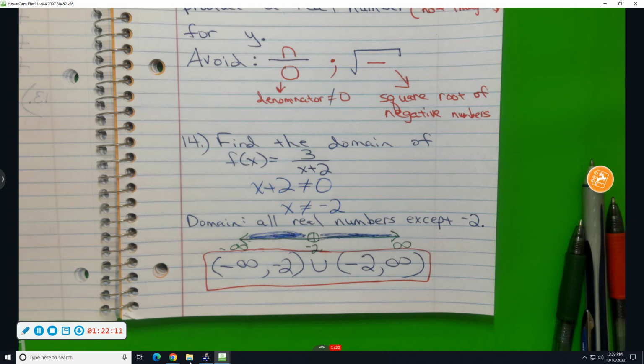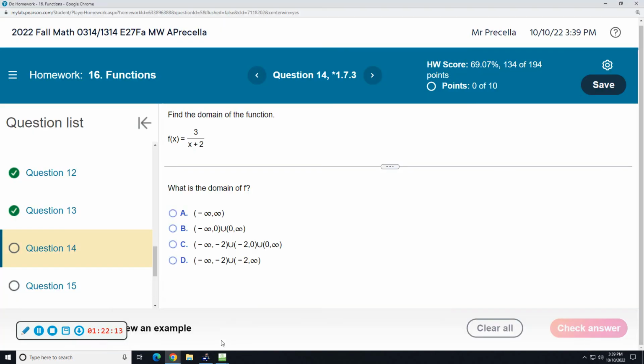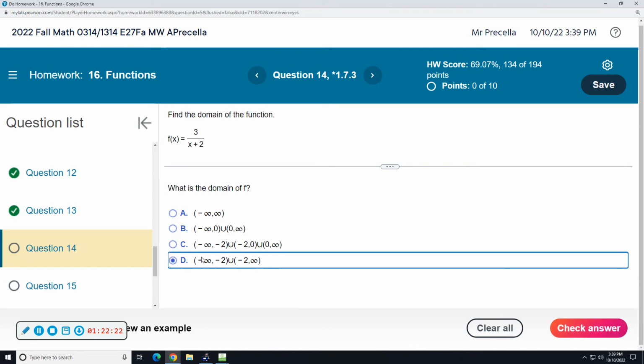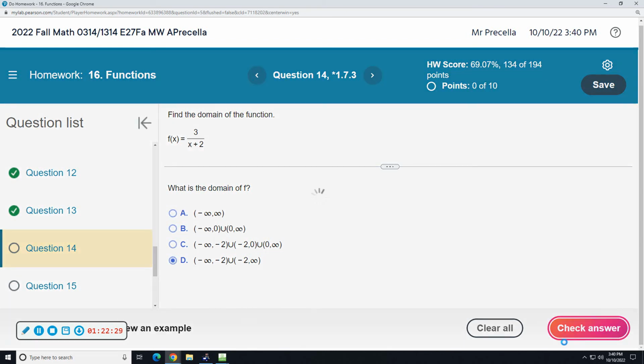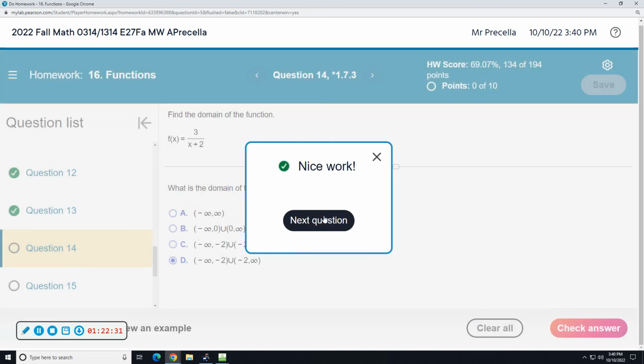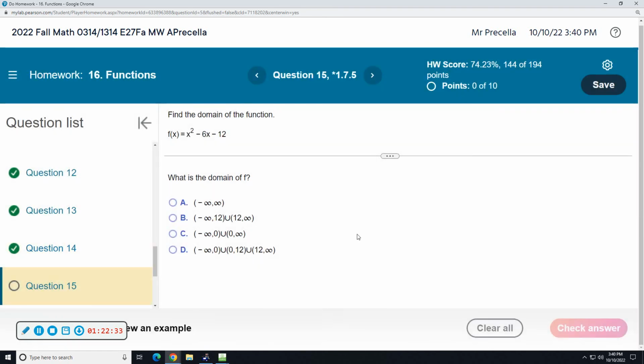Move over here. Oh, this is nice. We don't have to type it in. A, B, C, or D. D. There it is, the numbers to the left of -2. Here it is, the numbers to the right of -2. Oh, let's see. Another one. Oh, I like this one. I don't even have to write anything down. I know the domain.